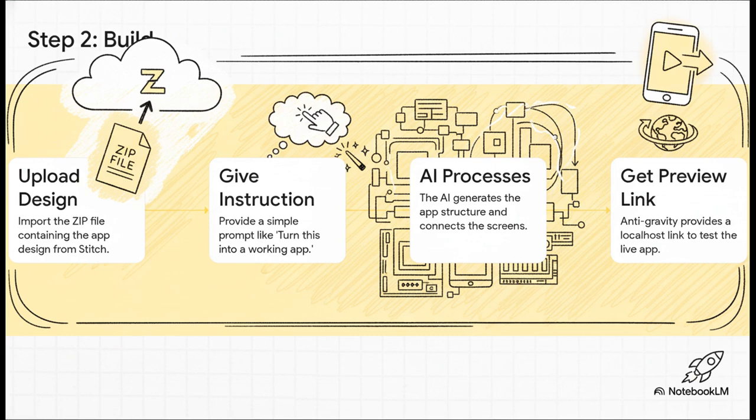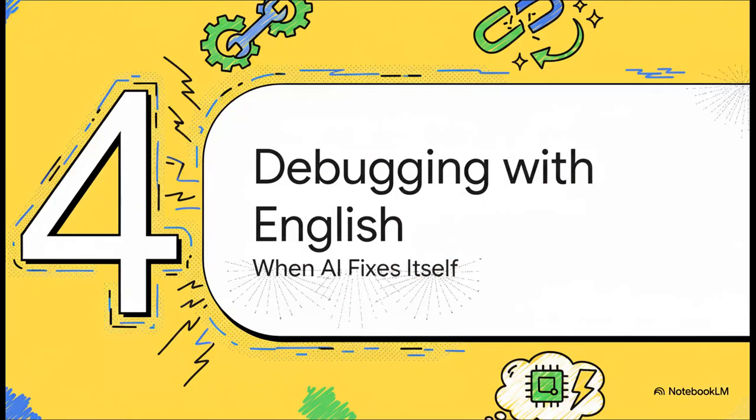You give it an instruction as simple as "turn these design files into a working mobile application." The AI just does it. It processes the design, connects all the screens, and in just a few moments, it spits out a link where you can go and play with your live working app. Okay, this next part is where things get really wild.